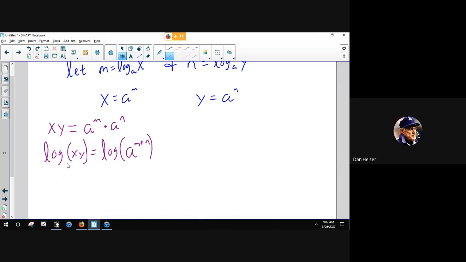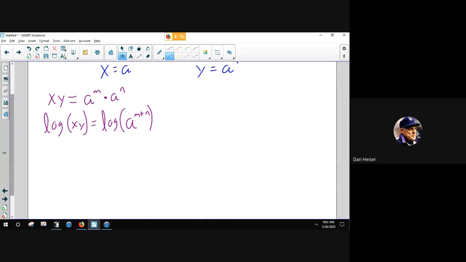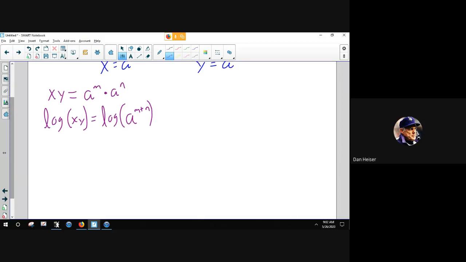And again, I don't care what base this is. If I don't put a number there, it's base 10, we assume. It could be any base. Sometimes we just put a little b there to represent a generic base. I'll just leave it blank. So, I have this: log of xy, the log of A to the M plus N.